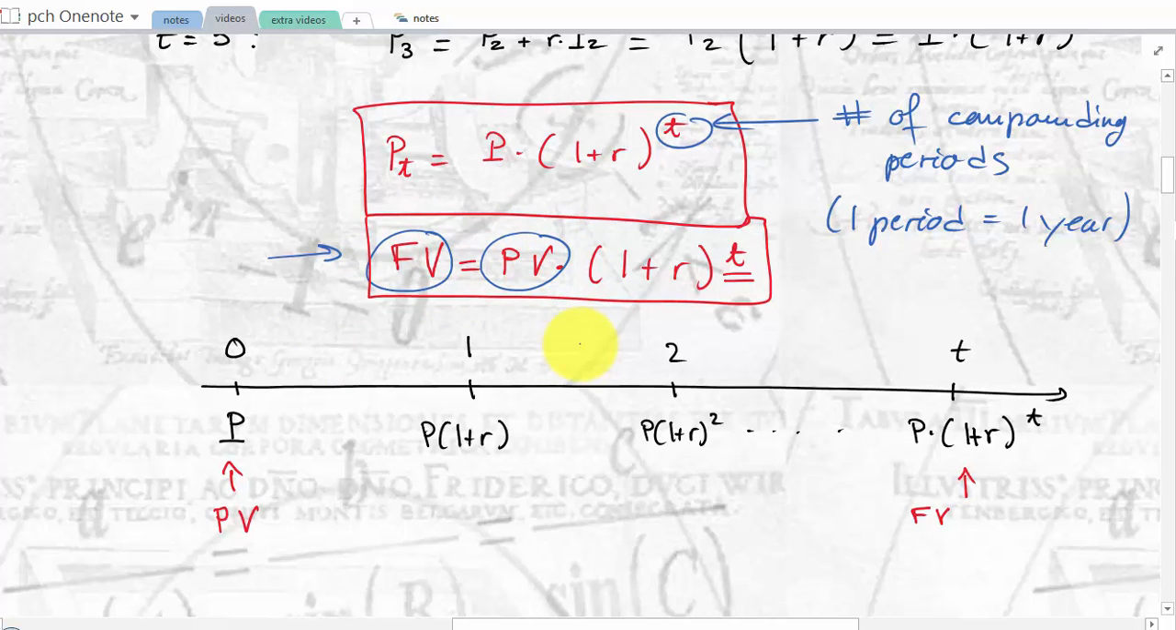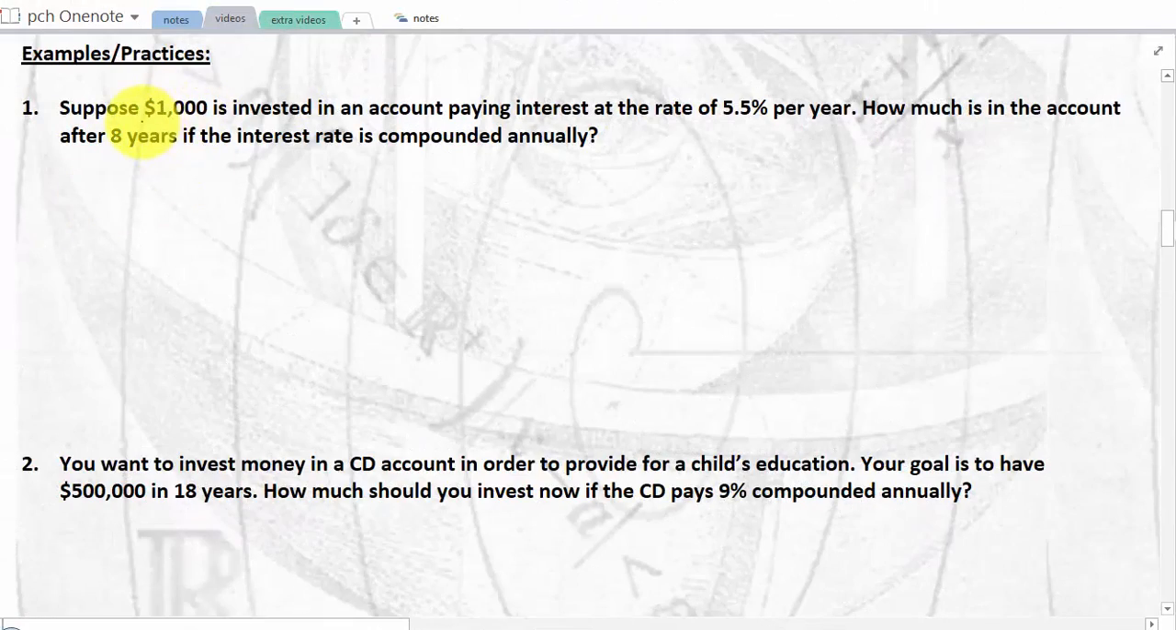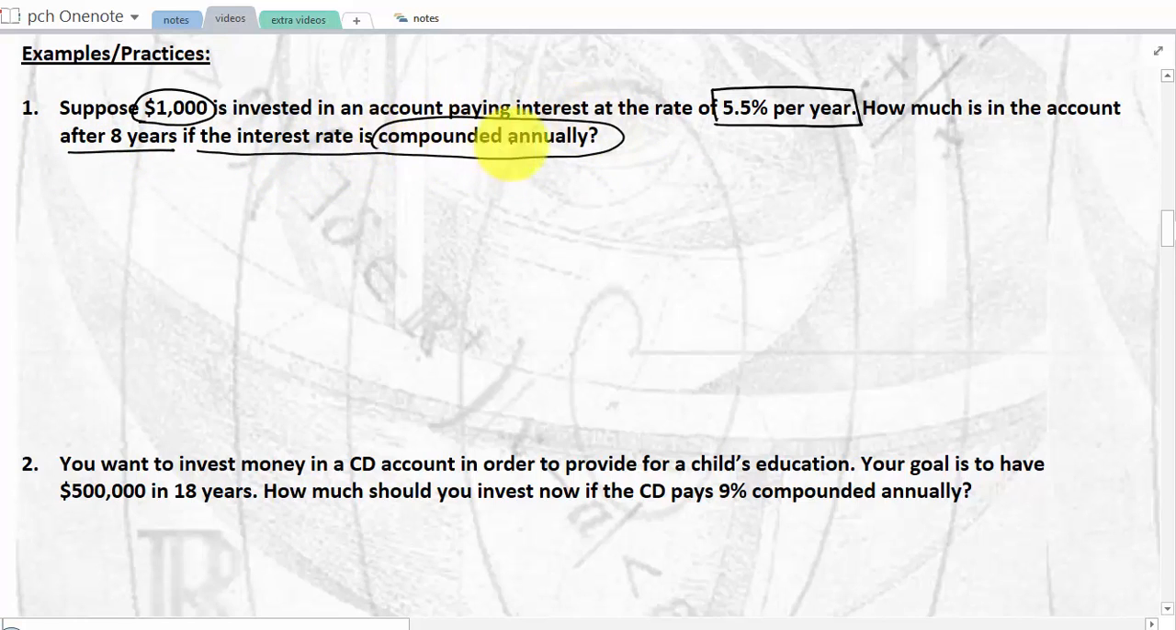You will see it's pretty simple to apply this formula. First question: suppose you have $1,000 and you invest it in an account paying an interest rate of 5.5% per year. All right, I'll see what that means. I'm not sure what they're going to do with this 5.5% yet. Per year doesn't mean it's compounded annually. It has to be specified. You will see later. How much is in the account after 8 years if the interest rate is compounded annually? All right, so now I know it's compounded annually, okay?